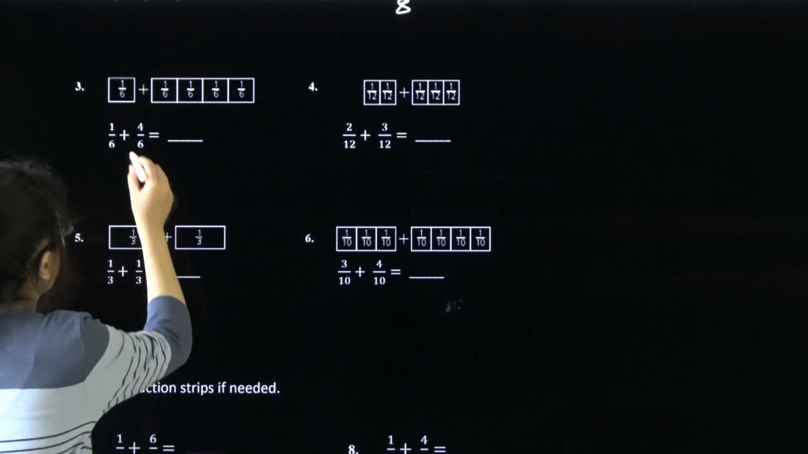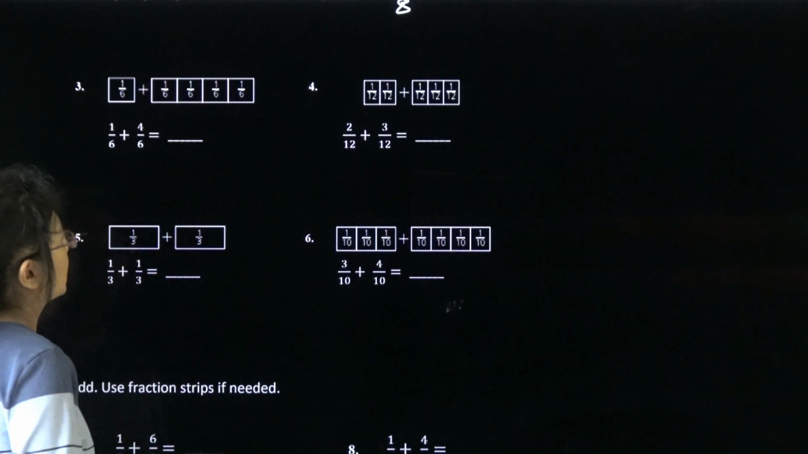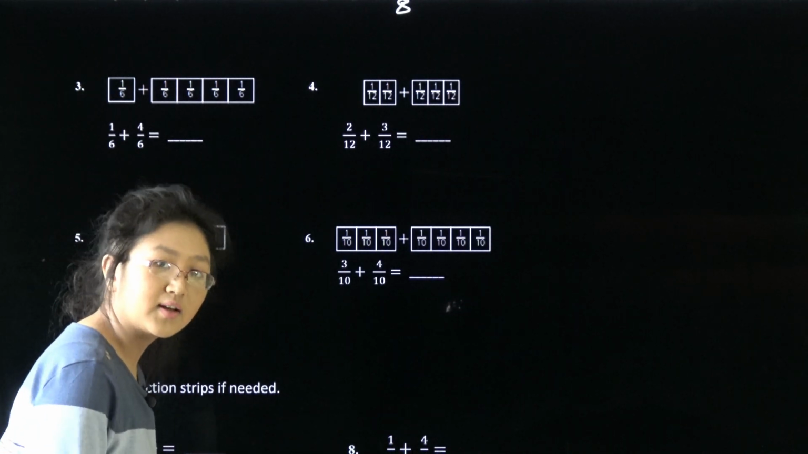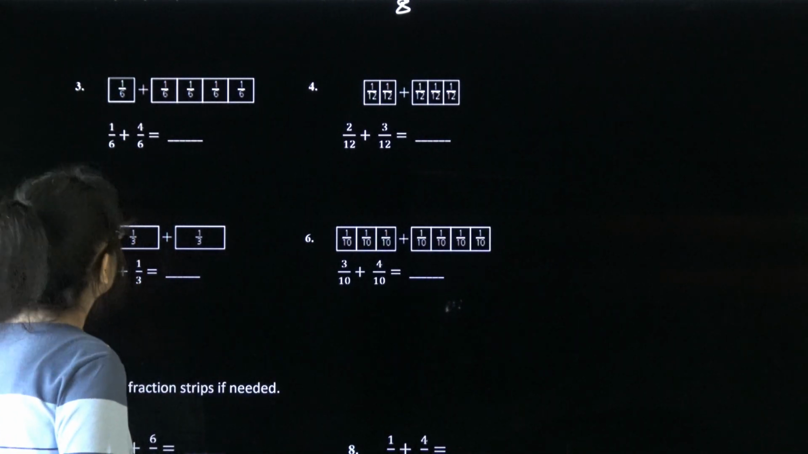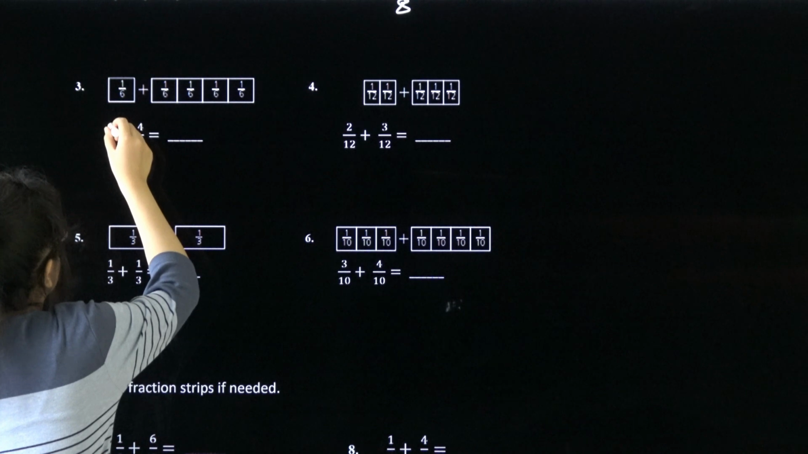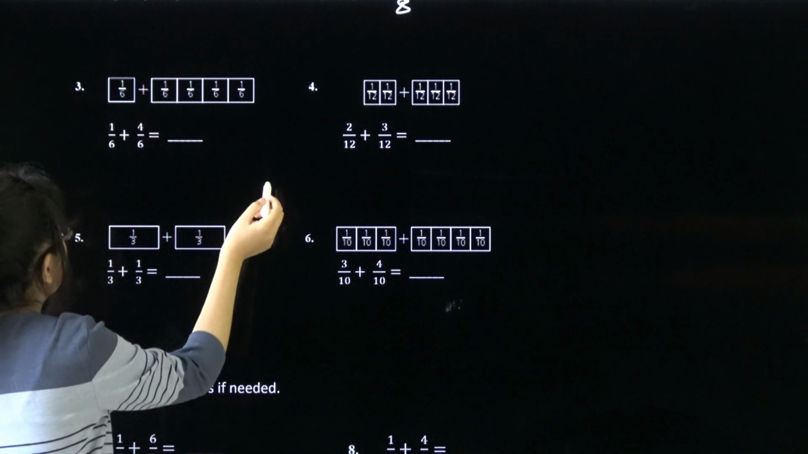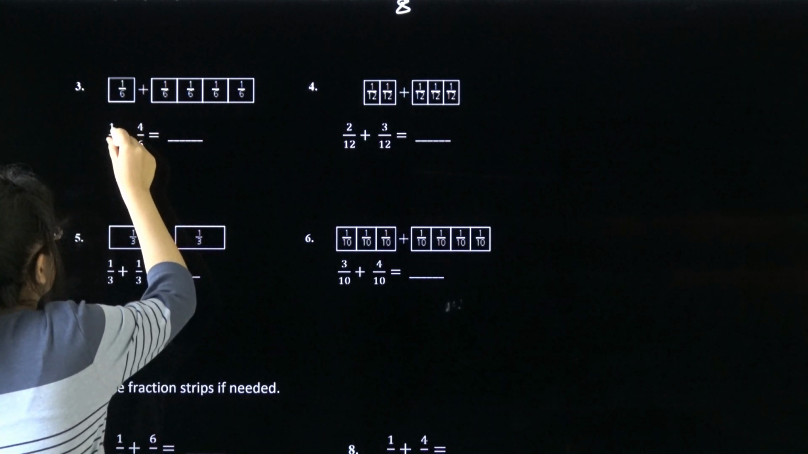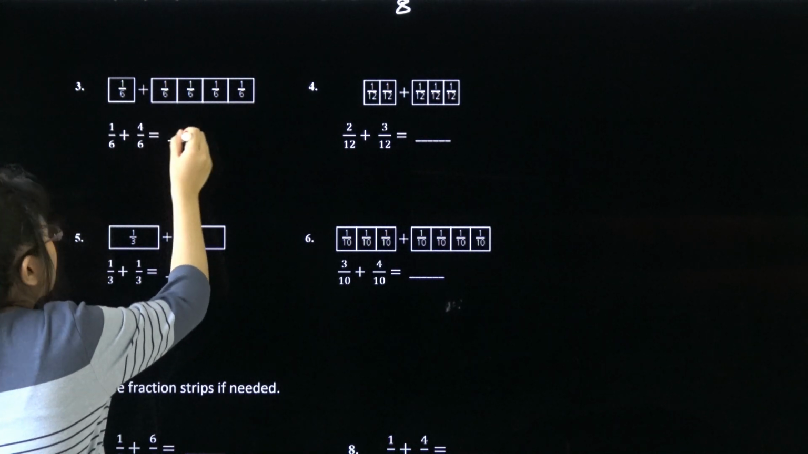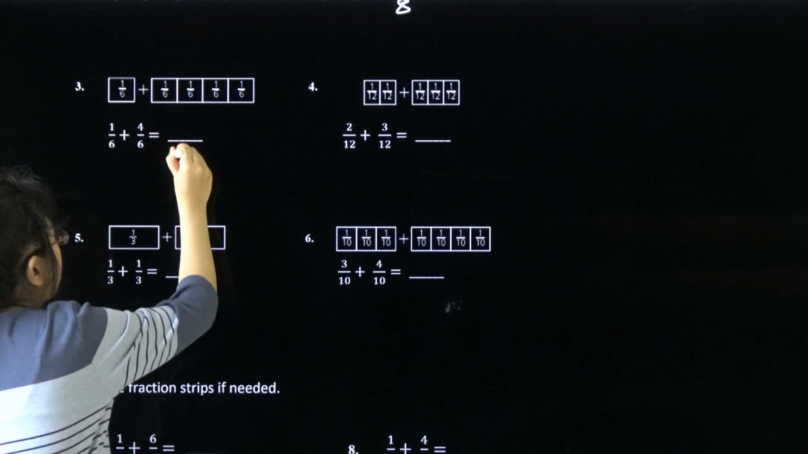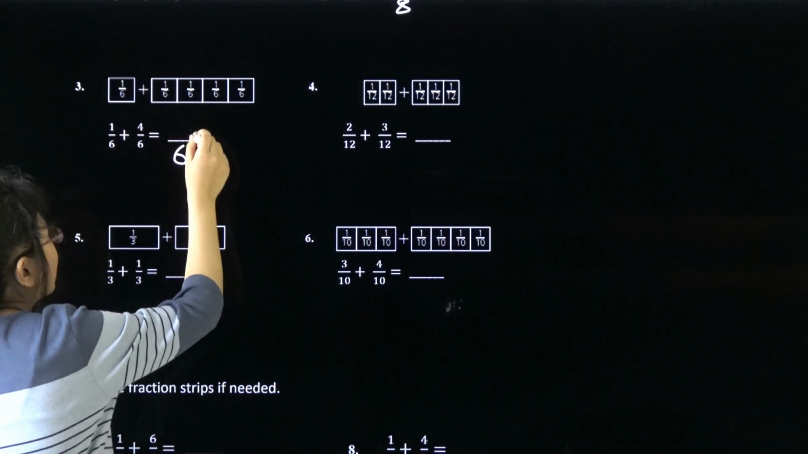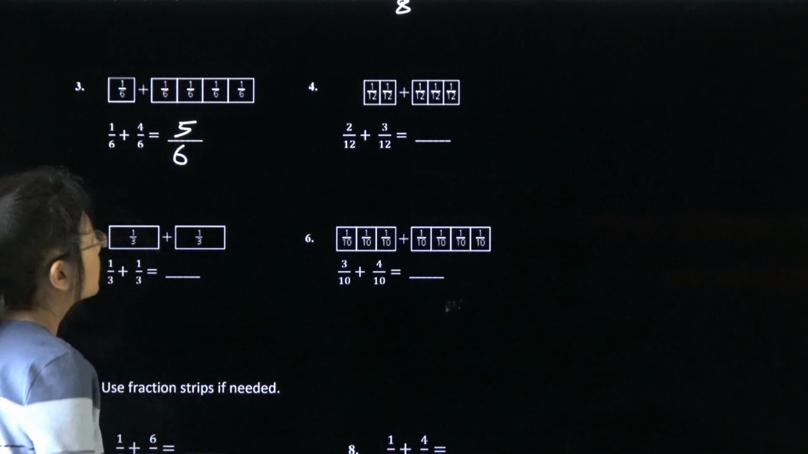Now we have 1 over 6 plus 4 over 6. Is 6 equal to 6? Yes. So we still don't need to change the numerators. And we keep the denominator. So 6 and 1 plus 4 equals to 5. 5 over 6.